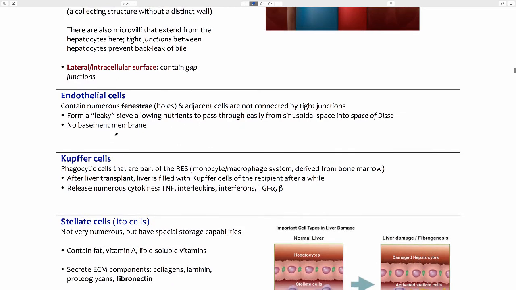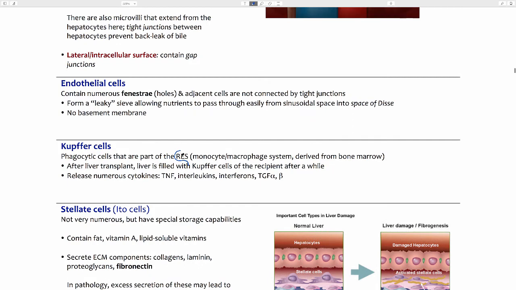Kupffer cells, I mentioned, are part of the phagocytic system. They're kind of an in-place macrophage system called part of the reticuloendothelial system, RES. And if a person receives a liver transplant, interestingly, after some period of time the liver is filled with Kupffer cells of the recipient. So you begin to kind of reclaim the organ by putting your own Kupffer cells in there. And they release TNF-alpha and different interleukins and interferons.